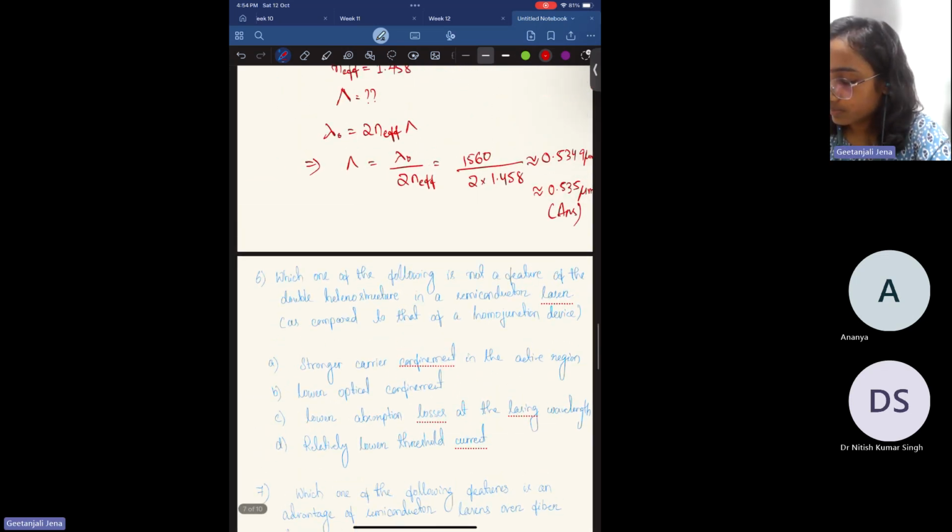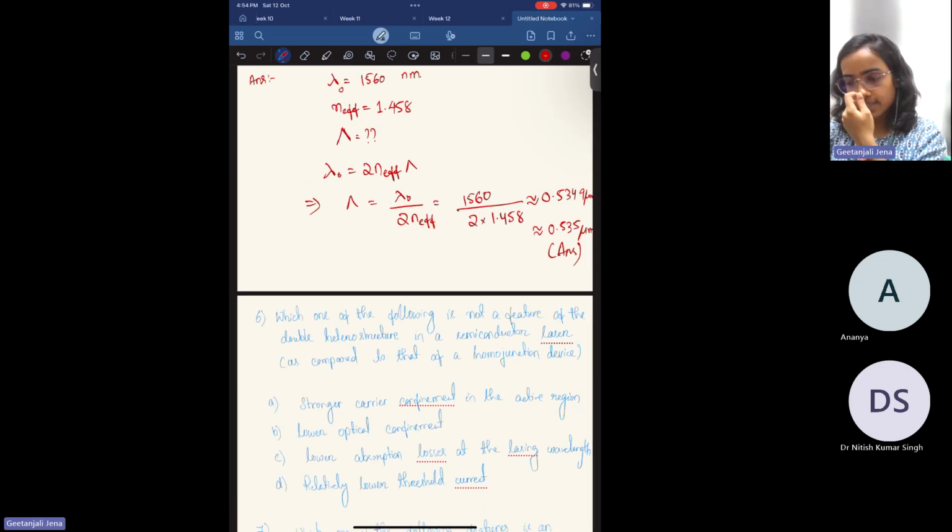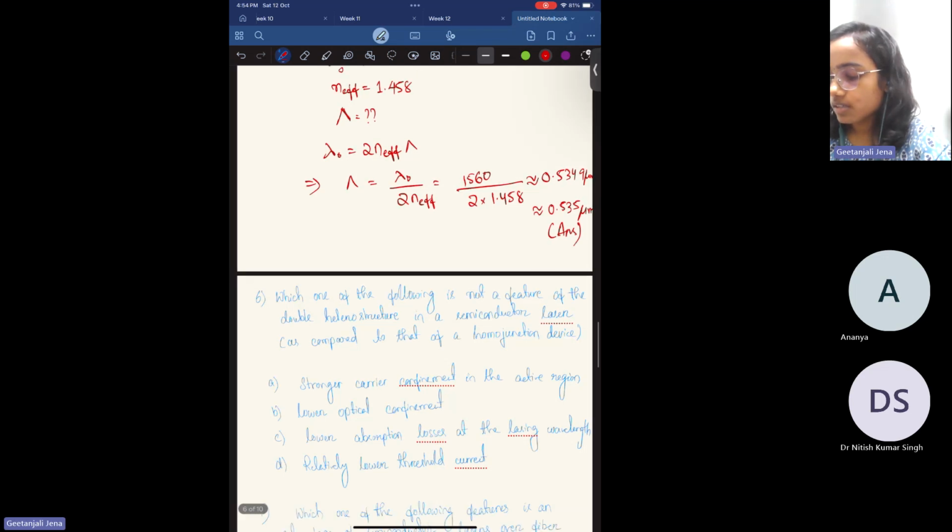So let us move to the next problem. Question 6 says, which one of the following is not a feature of double heterostructure in a semiconductor laser as compared to that of a homojunction device? So which is not a feature of a double heterostructure laser? One is strong carrier confinement in the active region, which we have already seen, carrier confinement in the active layer. Second is lower optical confinement, which is not correct. It's a feature of double heterostructure. We can see higher optical confinement, better optical confinement, for a double heterostructure laser. So the answer is obviously option B.